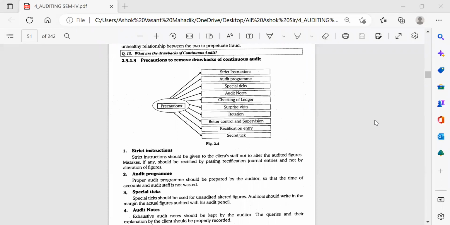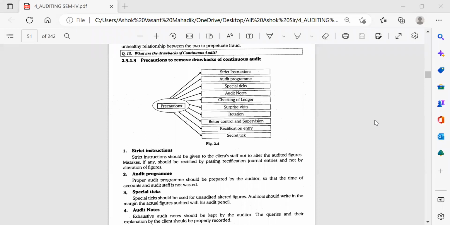Surprise visits. The auditor should not inform the office staff that he is coming on a particular date. He can keep his visits a surprise, or at least twice or thrice a month he should give a surprise visit. Rotation. The auditor should rotate his staff going to a particular company. This will be helpful in finding out if any culprit is there in the staff itself.